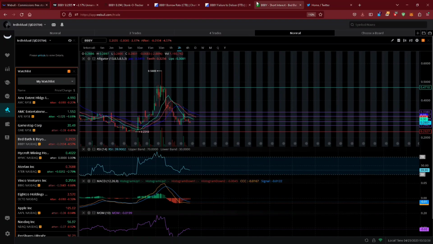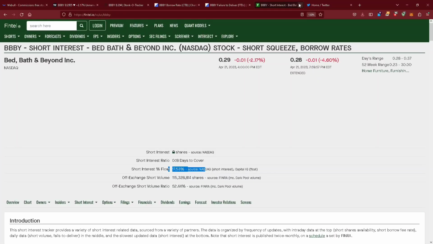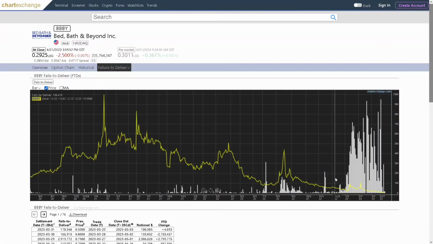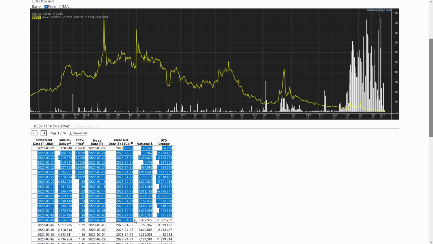The first thing that stood out to me with Bed Bath & Beyond is obviously the short interest and the FTDs suddenly racking up around the beginning of the year. As you guys can see, FTDs just shooting up. Now, this stock had FTDs before and had seen previous runs before, but look how many FTDs it has now. And we also have T+35 closeout dates coming, so that could provide bullish momentum to push the stock to the upside.